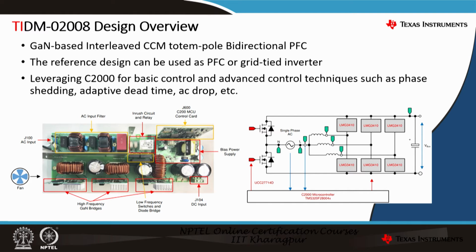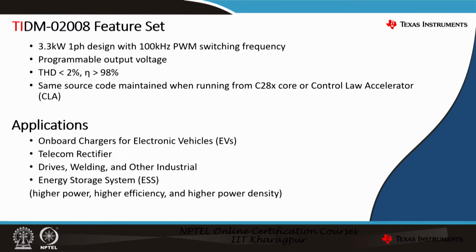There are 2 inputs provided to the design, AC input as well as DC input. Based on what you want to operate, if you are operating in the PFC mode of operation, you would want to provide AC input, and if you want to operate as an inverter, then you will provide DC input. There is a control card presented in the design, and there are 6 GaN bridges, LMG3410. In detail, we will go through the C2000 microcontroller implementation using the TMS320F28004x device.